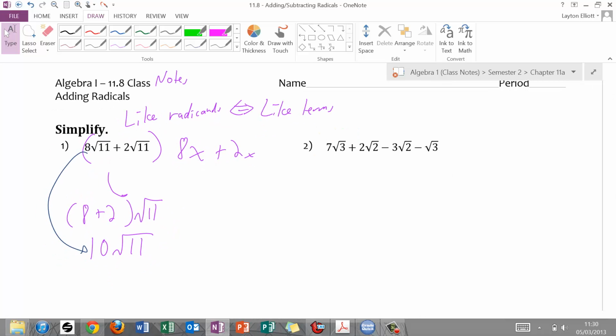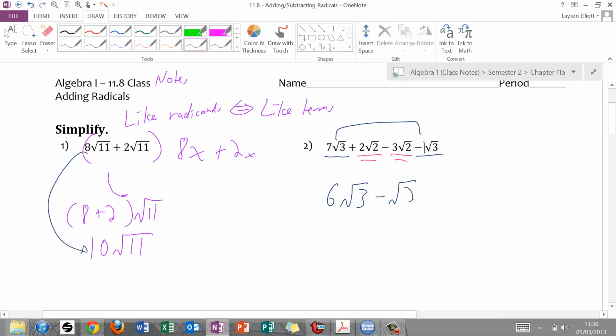So if I look at number 2, we sometimes use the underlining strategy to identify like terms. The radical 3s I'll underline in one color, and the radical 2s I'll underline in a different color and twice. And I'm going to look at the coefficients. 7 minus 1 is 6, 6 radical 3. Then I have 2 minus 3 is negative 1, so that gives me negative radical 2. And that can't be simplified anymore.